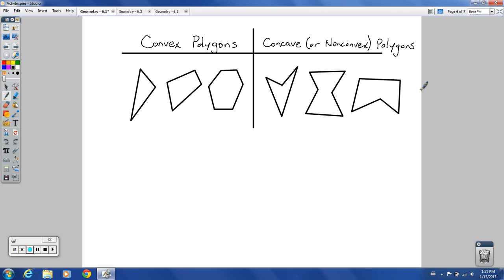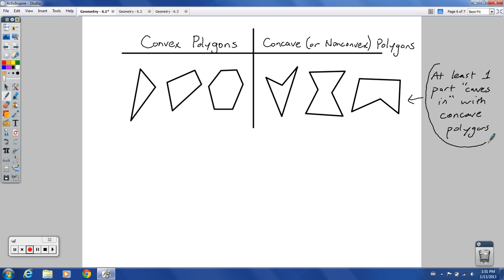So what makes these concave, though, in more layman's terms, you might say? So let's write this down off to the side. I think this is the way most of us will remember it best. You have at least one part that kind of caves in with concave polygons. Okay, so let's write that off to the side. And if you want to see more about this, you can refer to page 323.